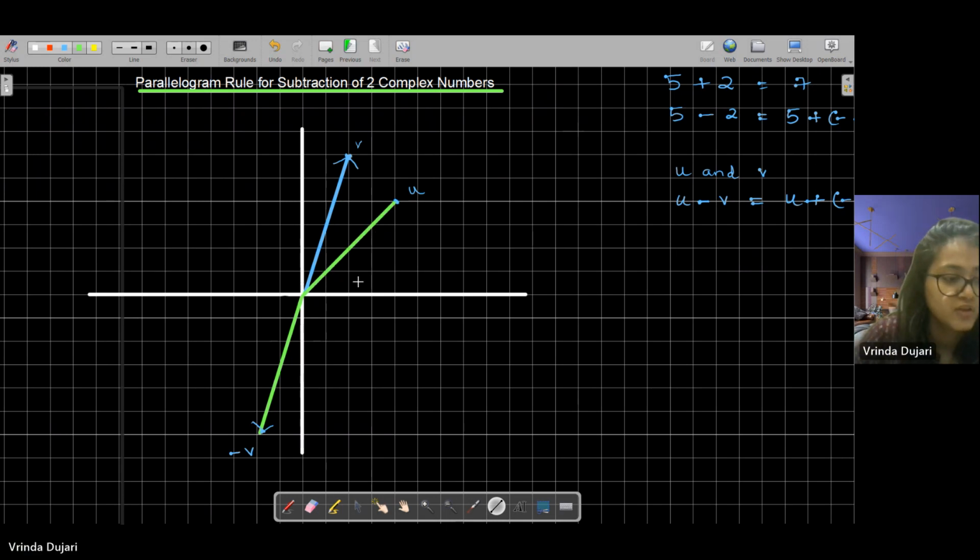Okay. So you have two segments of your parallelogram with you. This is the first segment. This is the second segment. Now you can just complete the parallelogram. Let's do that.